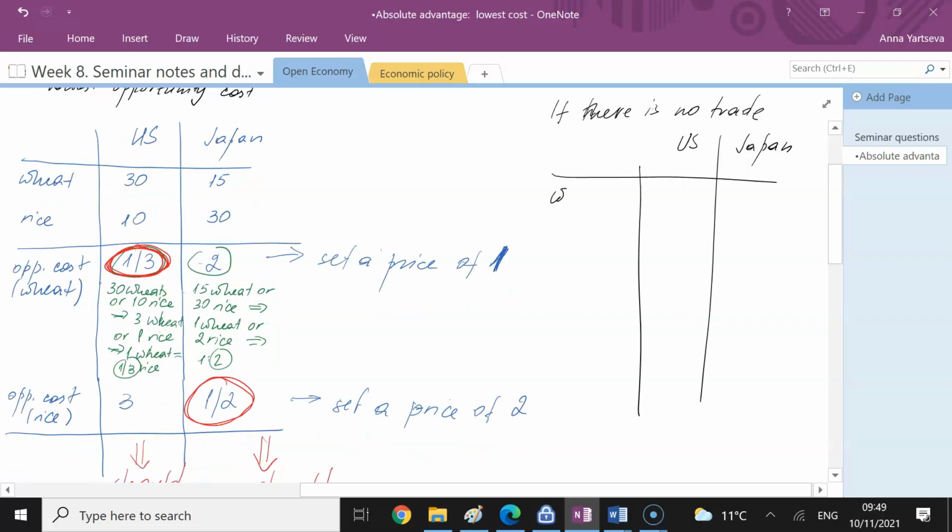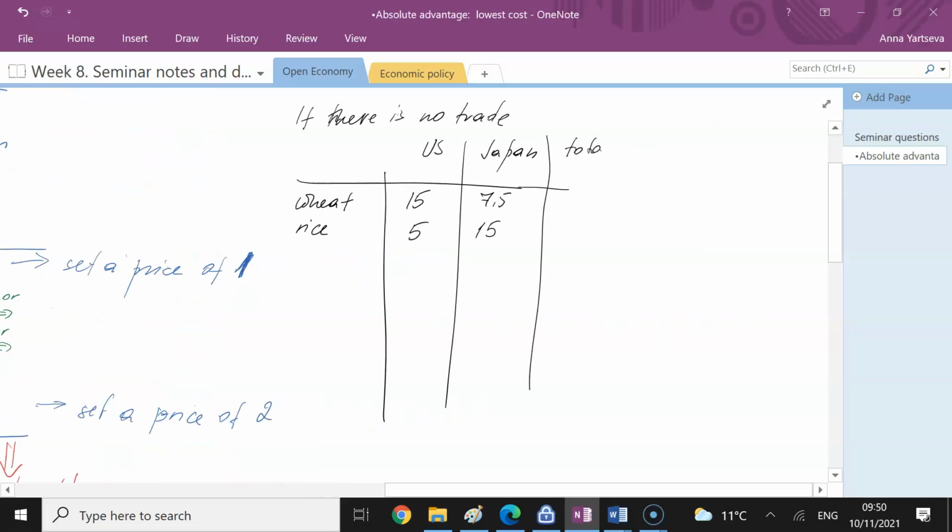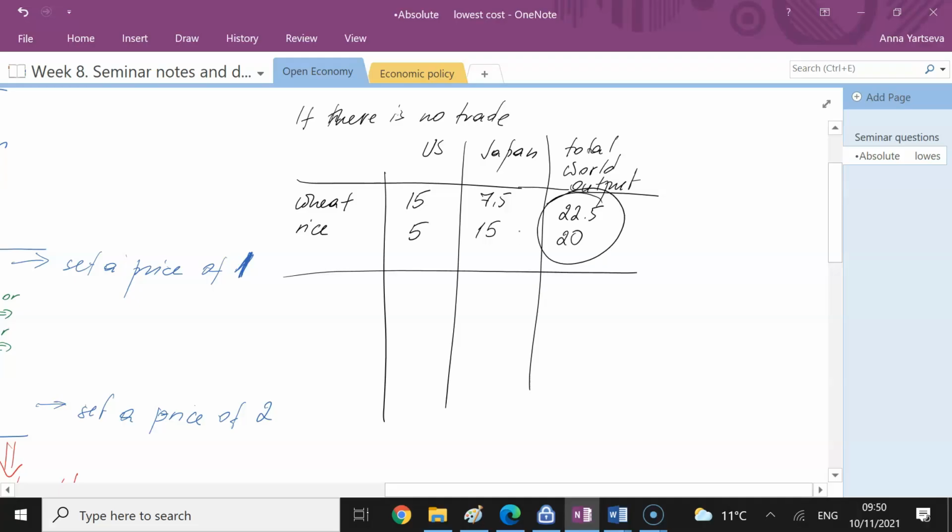How much will be then produced? America will produce 15 units of wheat, half of what they can. They will also produce 5 units of rice. Japan will make 7.5 units of wheat and 15 units of rice. What is the combined total output? Total world output: 15 plus 7.5, 22.5 wheat. Rice, 20 units. This is the total amount which will be produced if countries don't trade.